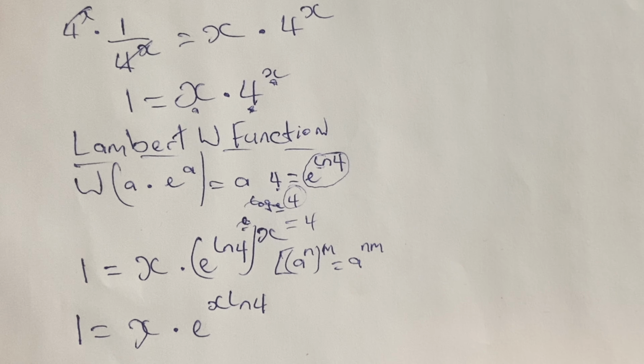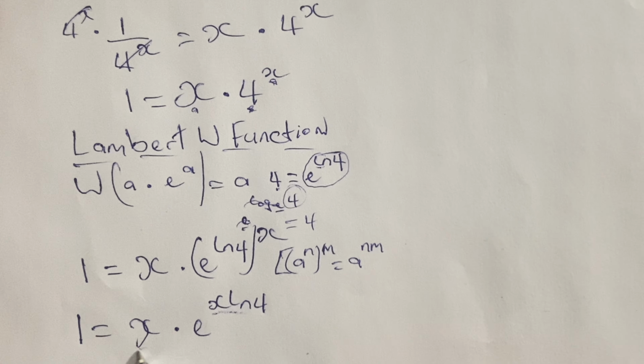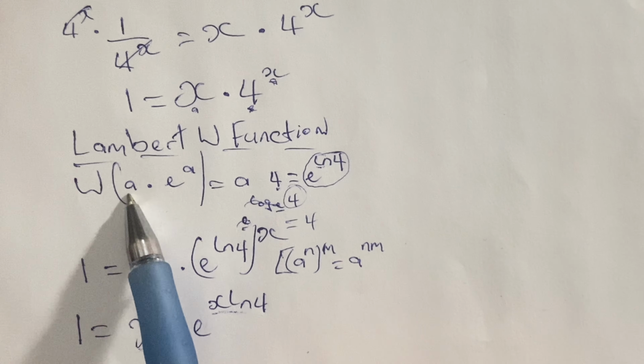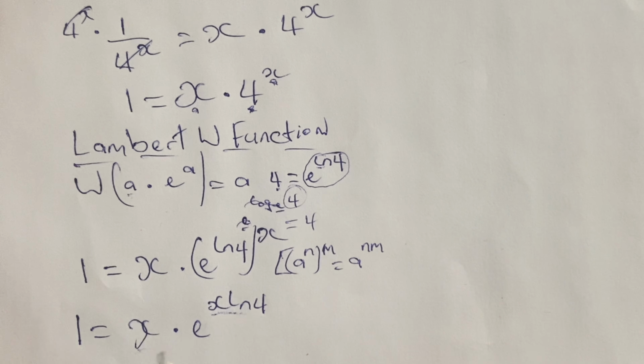Now looking at our equation, we see that we have x in the base and in the power we have x ln 4. This means that to apply this W function, we must have a in the base to apply this W function.